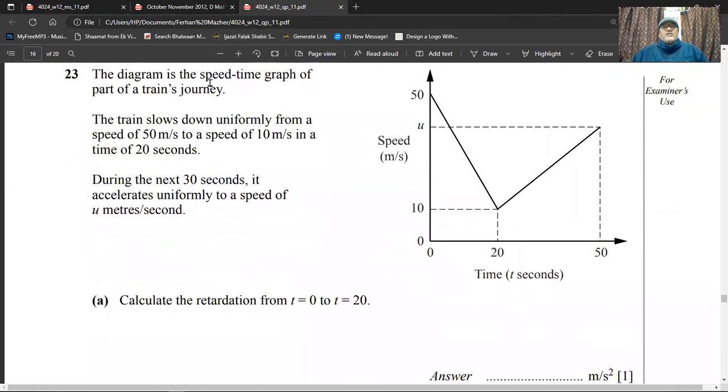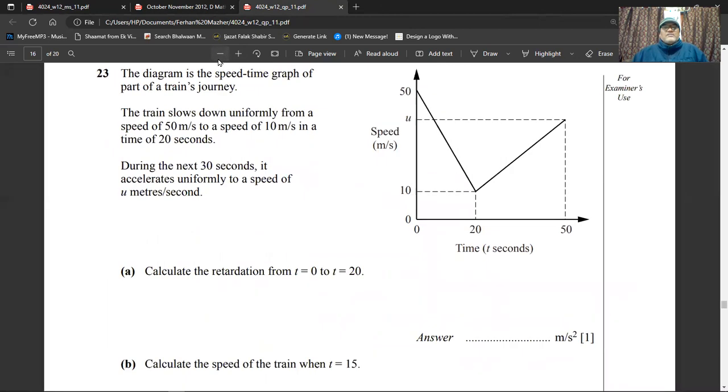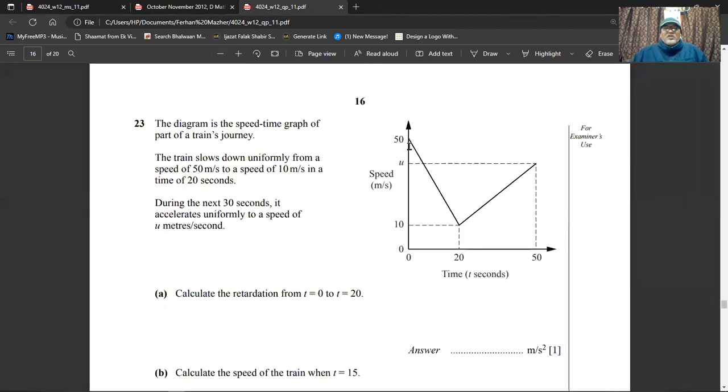So if you want to calculate the retardation, the method is very simple. I will take this point, which is (0, 50). I will take this point, which is (20, 10). And I will find out the gradient. The gradient of the speed-time graph is equal to the acceleration. Because the speed is decreasing, this is called retardation.